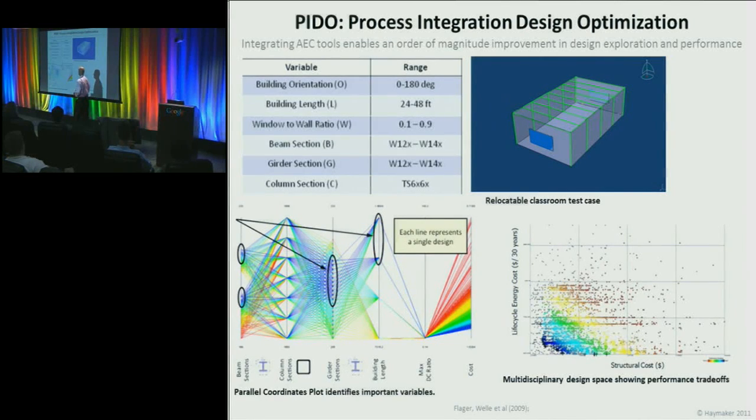designers until very recently. So this diagram is called a parallel coordinates plot. Basically, the blue lines are the best designs, the cheapest, and you can follow them through and understand that there are two building lengths, for example, that lead to the best, the cheapest structural solution. And here we're looking at trade-offs between structural cost and life cycle cost.